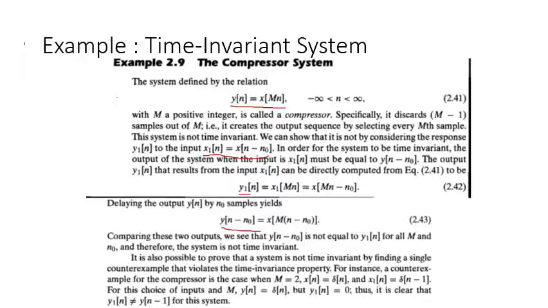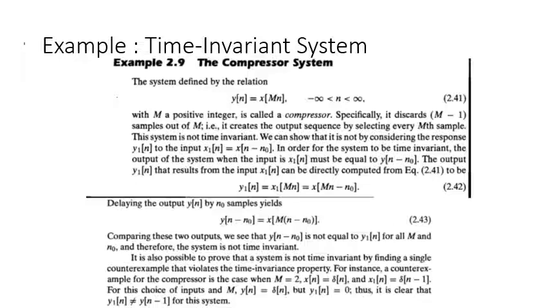So we know that when we have to delay the output, what we have to do is make a change in the n. Here we have n, here we have n. If I'm going to replace n with n minus n naught here, we have to replace n with n minus n naught here as well. So if we compare this and this, these two are not equal. So here the system is not time invariant. You got my point?